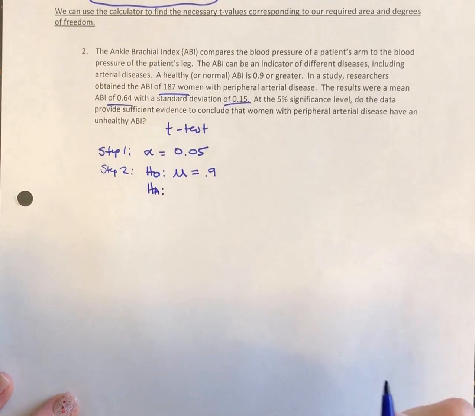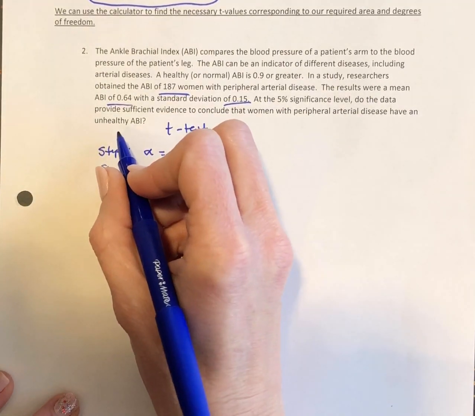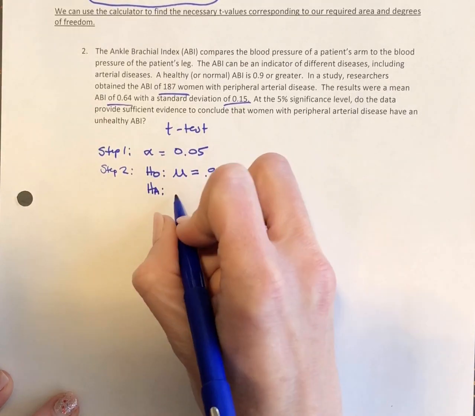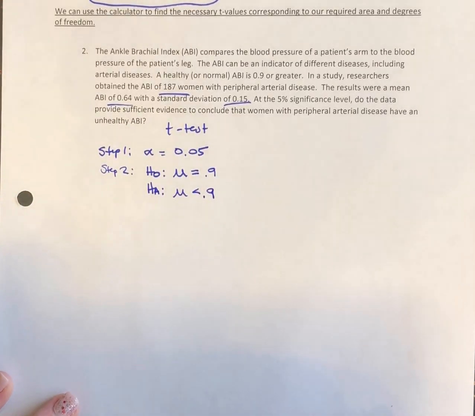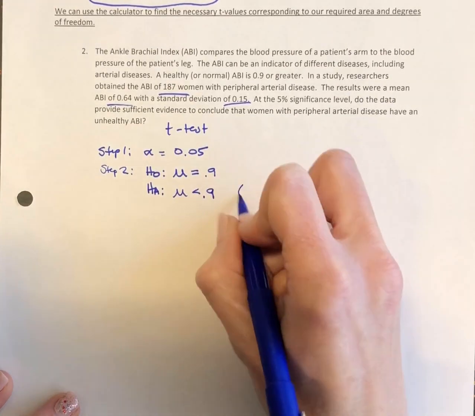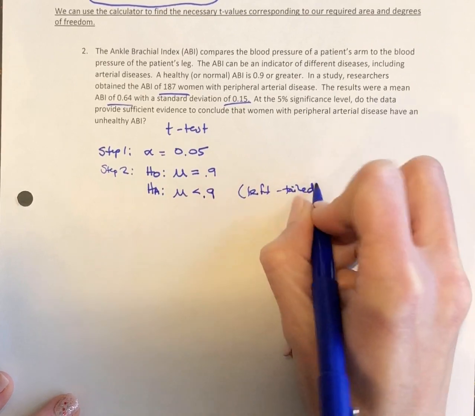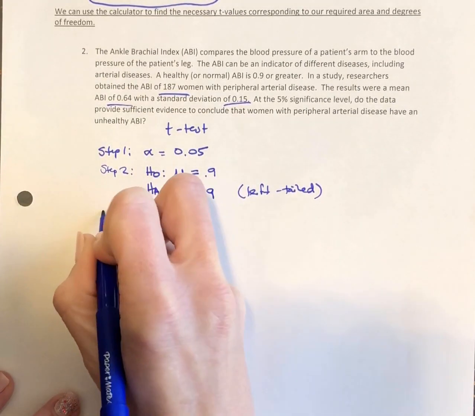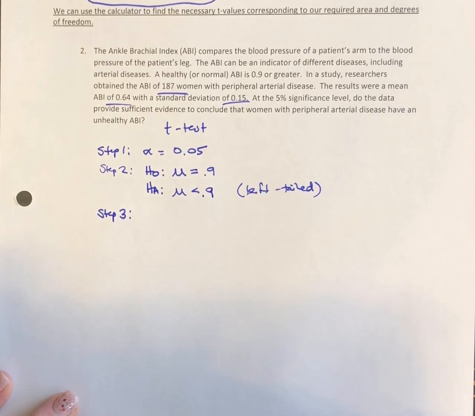And then the alternative is that what we're checking for here is that they have an unhealthy ABI. And unhealthy means that it is less than 0.9. So that's going to end up giving us a left-tailed test. And we're ready here to go ahead and calculate our test statistic.